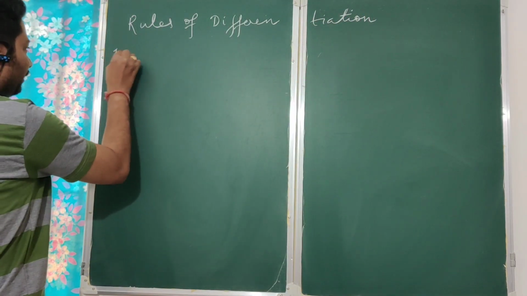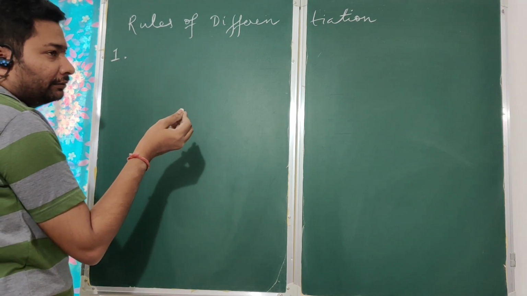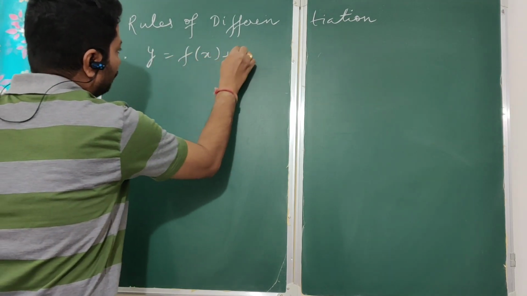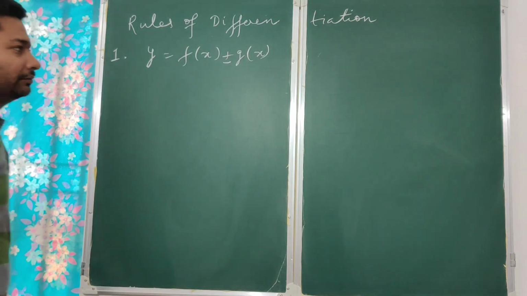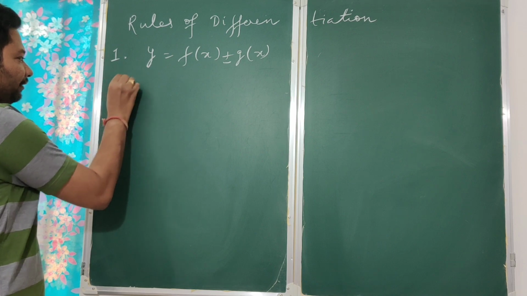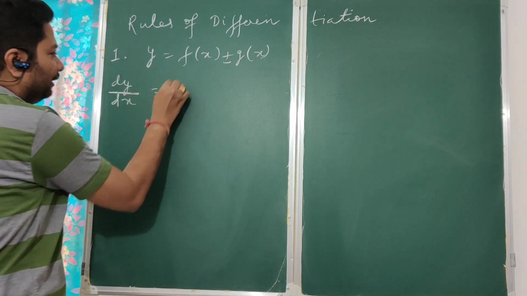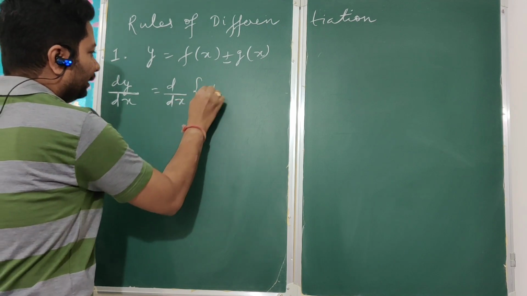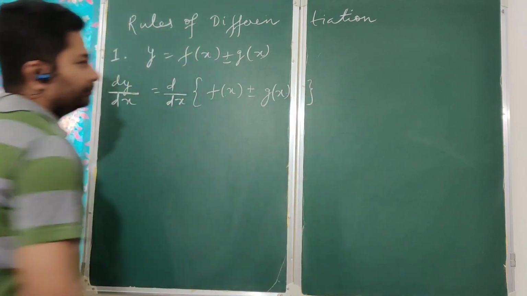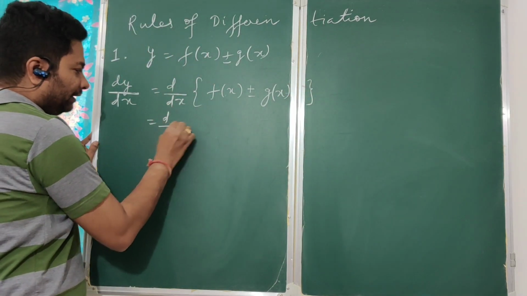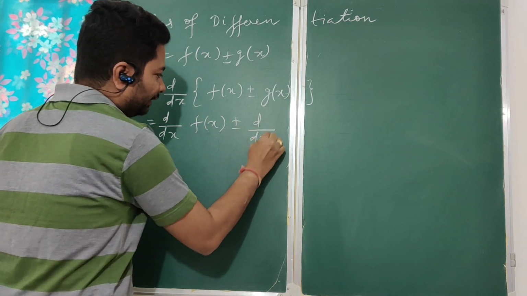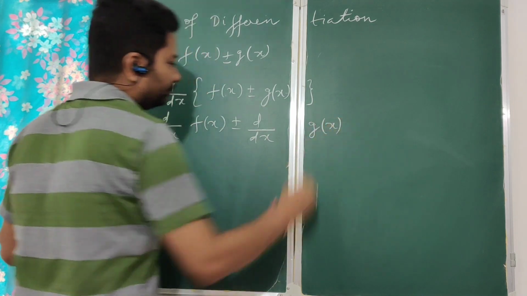So, let us say the first form can be when you are having two functions in addition or subtraction with each other. So y is equal to f(x) plus minus g(x), and you have to find the value of dy by dx. So what you are doing? You are doing d by dx of f(x) plus minus g(x). So you can write it independently, d by dx of f(x) plus minus d by dx of g(x).